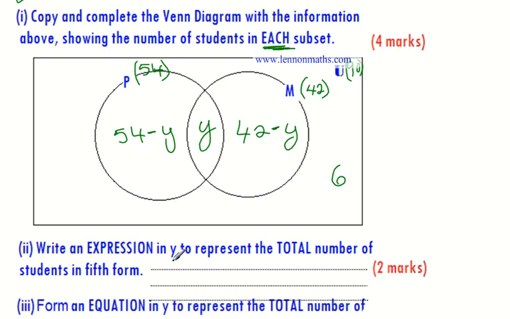Okay, so we'll have 54 minus Y, that's one set of students. That's those who are only doing physical education. So let's write that in.